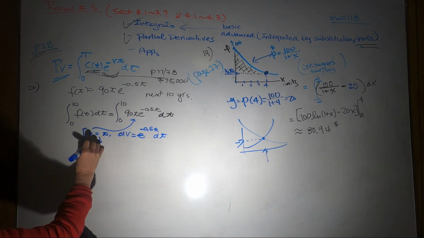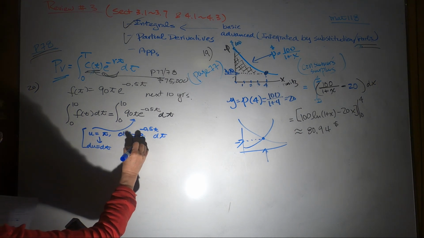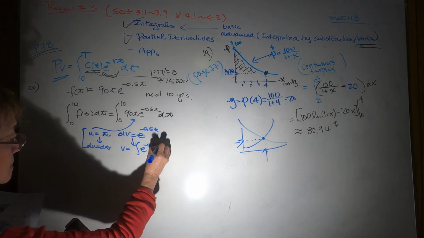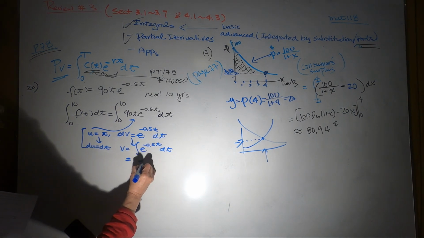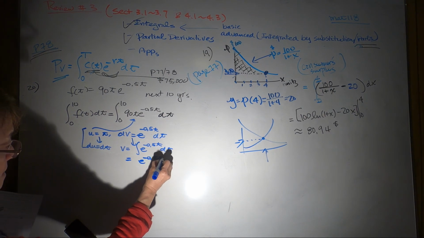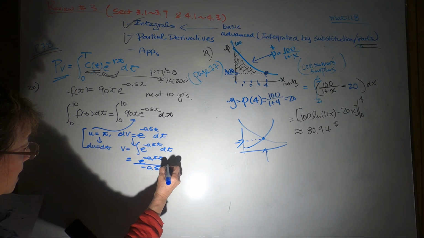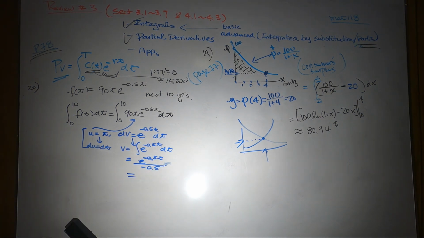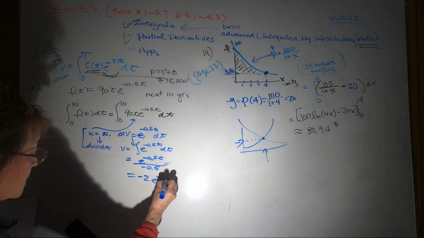Then this one we need to find the du, which is dt. This one we need to find the v. We take integral of this, right? That would be e to the negative 0.5t. With chain rule, you need to divide it by negative 0.5, right? Which would be 1 divided by 0.5, that would be 2. And negative 2e to the negative 0.5t.